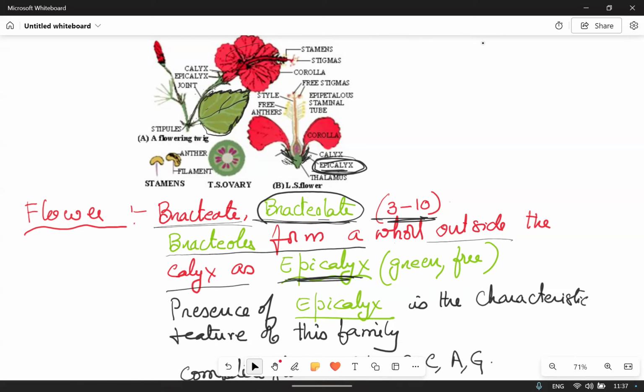You see it frequently in bhendi. Take bhendi, when you touch that one, take the bhendi into your hands. Small leaf-like structures fall on your palm. Those are nothing but the epicalyx only.